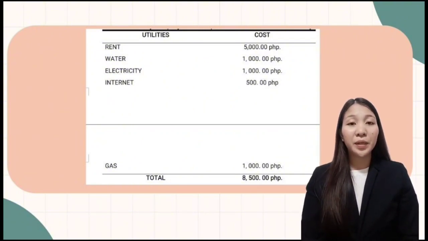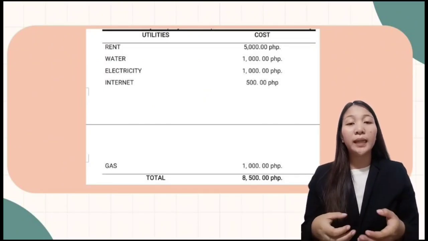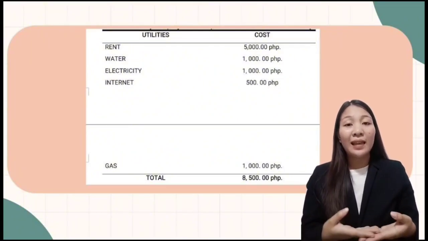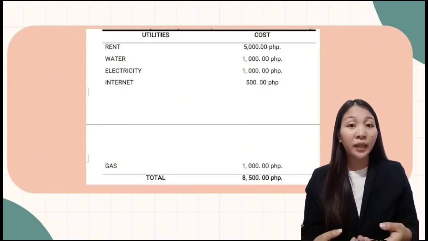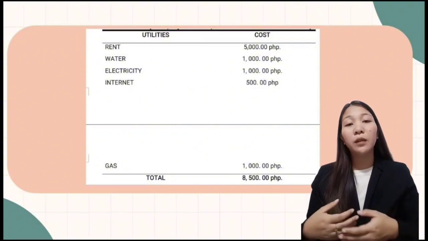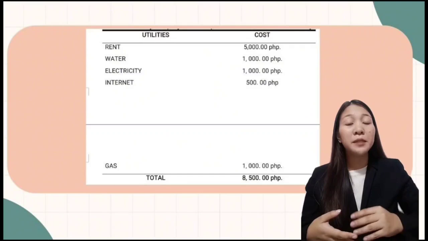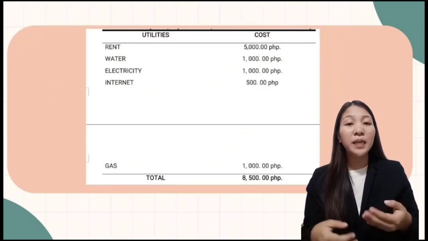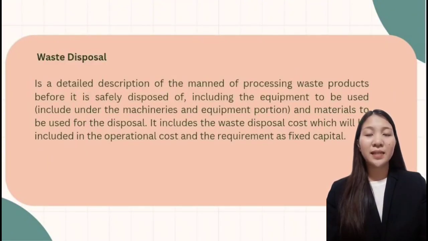Here in utilities requirement, it's also important for you that you know how to identify the necessary utilities because in that way, it helps you determine the availability and reliability of these utilities in the chosen location. And also, it helps you estimate the operational cost, for example, for the water or for the electricity. And the most important is it helps you determine the capacity and types of equipments needed based on the utilities availability.